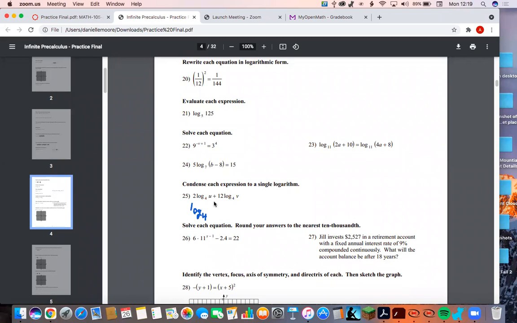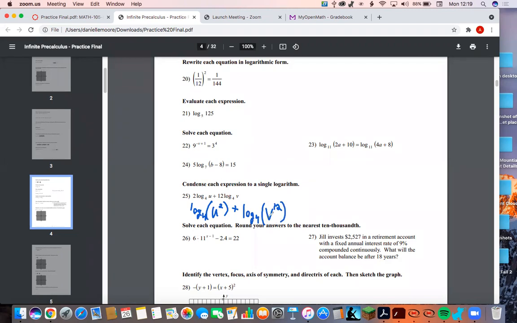All right, I paused it for a long time and I can't remember how I left off except to know that I was on this problem. And we had talked about putting this exponent up here in the u. So it would be log base 4 of u squared as another way to write that expression. And then the same thing, instead of 12 times the whole log, we could put that as a power of the v inside of it. So log base 4 of v to the 12 power.